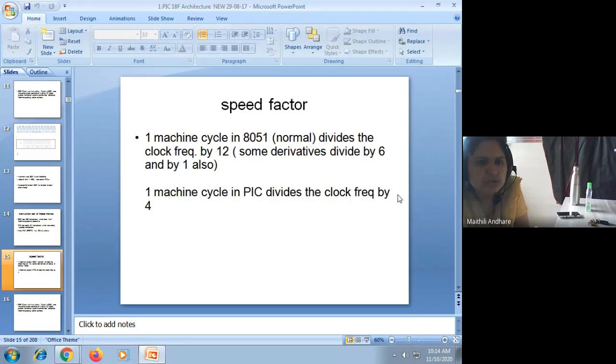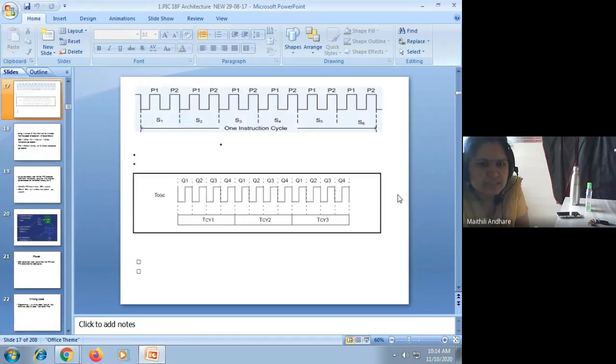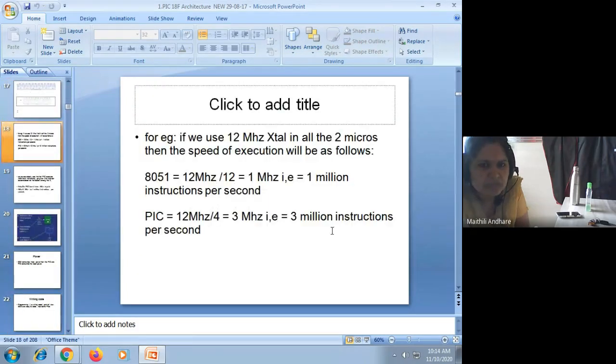As far as the number of cycles is concerned, here they have taken one example. For 8051, suppose the 12 megahertz crystal frequency is divided by 12, so it comes to 1 megahertz, that is 1 million instructions per second. Whereas suppose the frequency is 12 megahertz for PIC, but it is divided by 4, so it comes to 3 megahertz, that is 3 million instructions per second can be executed. So that is the basic difference between 8051 and PIC microcontroller.